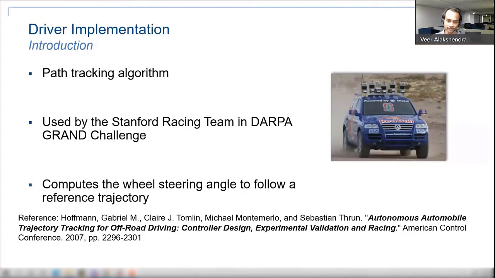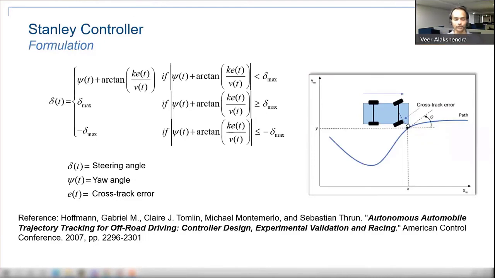What it basically does is compute the wheel steering angle, which is the major concern when you need to control the track, when you need to track a certain path or trajectory. This is what it is doing, based on certain equations, which are these equations. Based on the cross track error, it is giving you the steering angle.